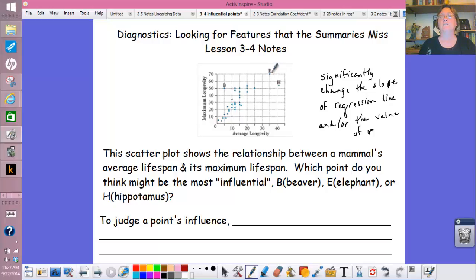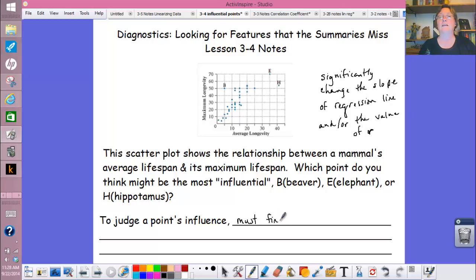Removing the elephant point, even though it's the highest one on this plot, would probably not change the slope of the line very much at all, since you've got the beaver and the hippo drawing it out. So I'm thinking of the 3, the hippo is probably the one that is the most influential. However, to tell if you really have an influential point, you must really find the regression equation and the value of R with and without the point.